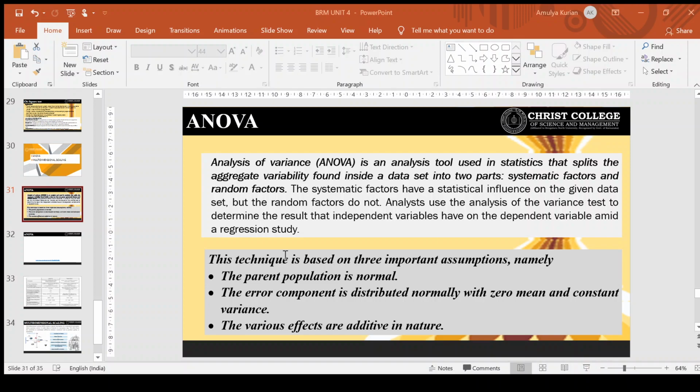So if it is an experiment, you have to have many different factors which will be influencing it. One is the systematic factor and the other is the random factor. In such cases we will be using ANOVA. It is similar to multiple two-sample t-tests. The different types of ANOVA we will be looking at in the next slide.